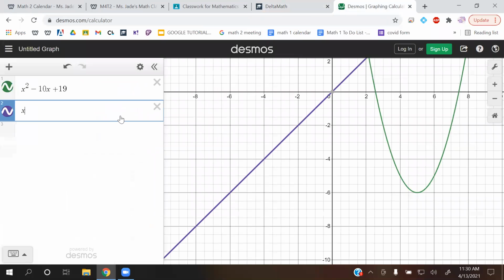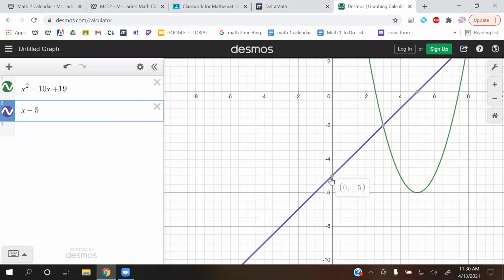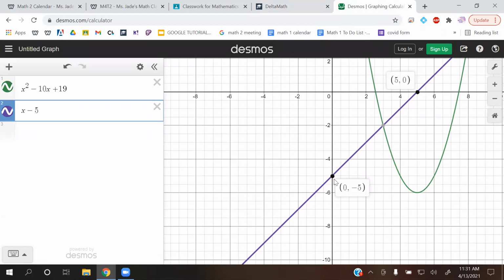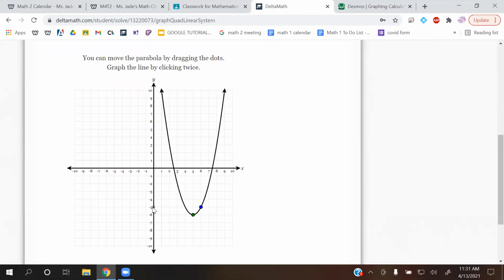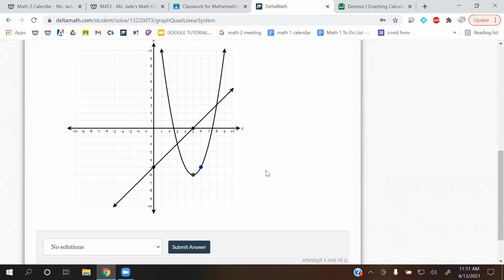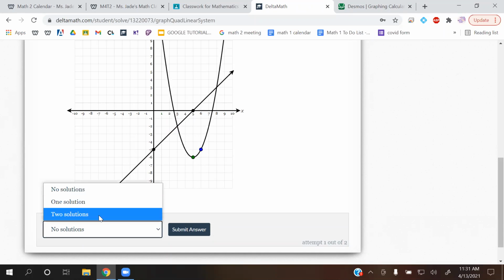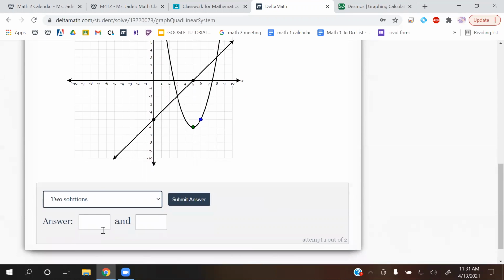So x minus 5, notice that we have an intersection at 0, -5, and also at 5, 0. So these are the 2 points I will use to graph my line. So you graph a line by clicking twice. So I want the y-intercept to be -5, and I want my x-intercept to be +5. So I click these 2 points, and then therefore I have my line. And so notice that I have 2 intersection points, therefore I have 2 solutions. All you have to do is just tell us what points these are.